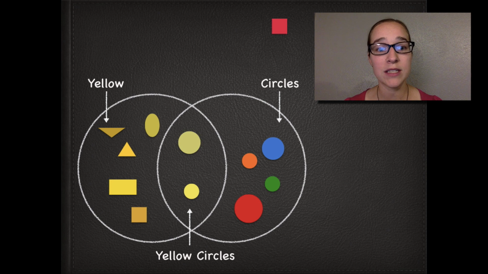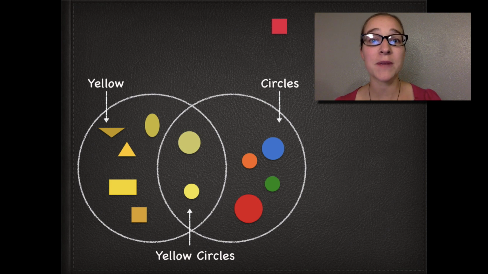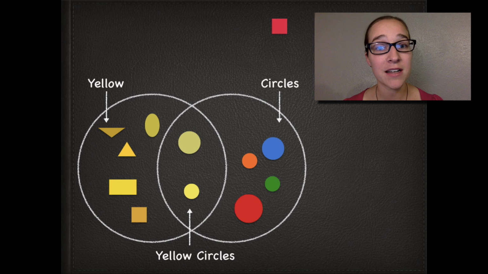All right, so now you can see all of our yellow shapes are on one side, all of our circles are on one side, and if we have yellow circles, they're both yellow and circles, they need to go in the middle where those two sides of our Venn diagram overlap. And that shows us that they meet both characteristics, that they're both yellow and circles. It's important to be able to use Venn diagrams because it helps us to classify or tell about different objects and tell how they are the same and how they are different.